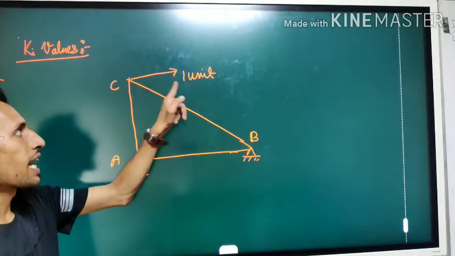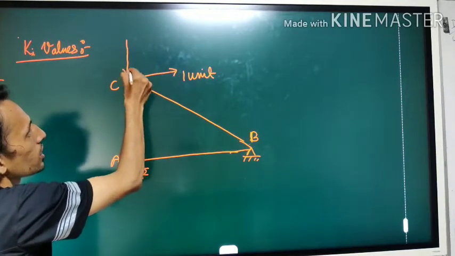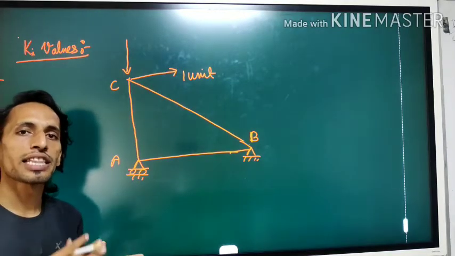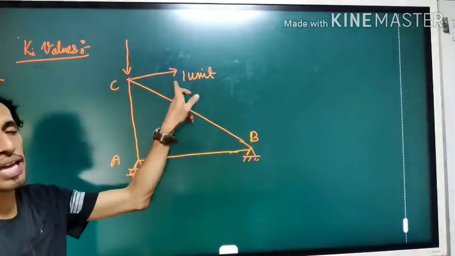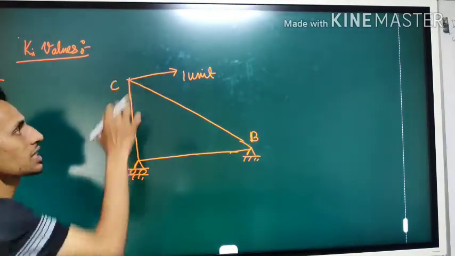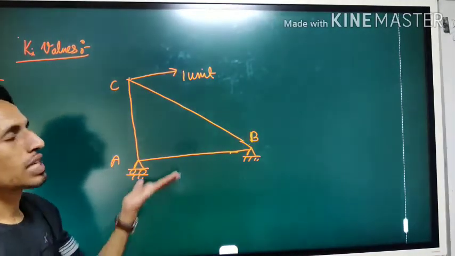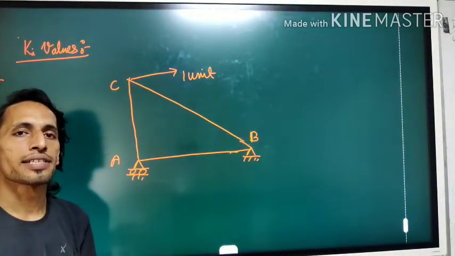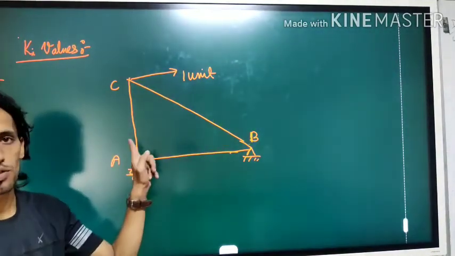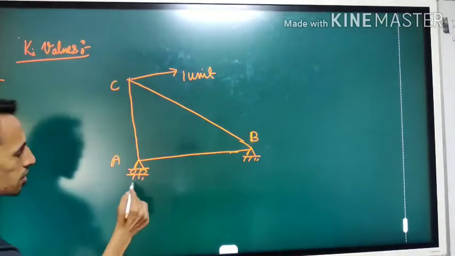If they say vertical direction, I should have applied this unit load in this direction. But since the question is asking for deflection in the horizontal direction, I am applying a unit load in the horizontal direction. So this is how you should apply. Now this is your new problem, and you have to again find the values of member forces in this truss. So let's start solving this truss.